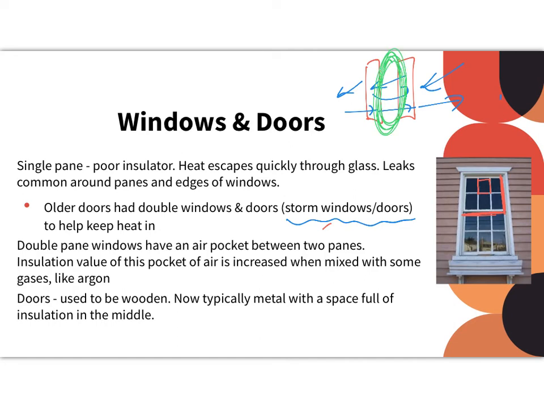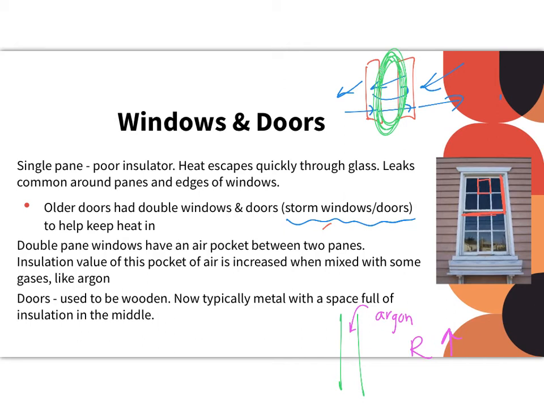Double pane windows have an air pocket between the 2 panes, which we talked about. The insulation value of this pocket of air is increased when it's mixed with some gases like argon. So in between our 2 panes of glass, we can just use air. But if we put argon in there, the R value increases from just having air.